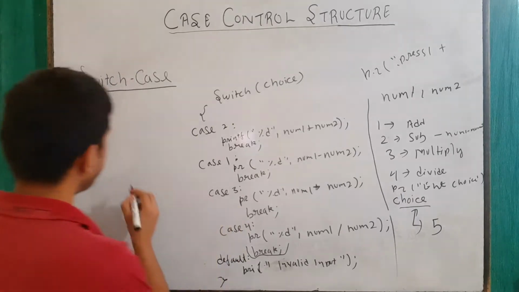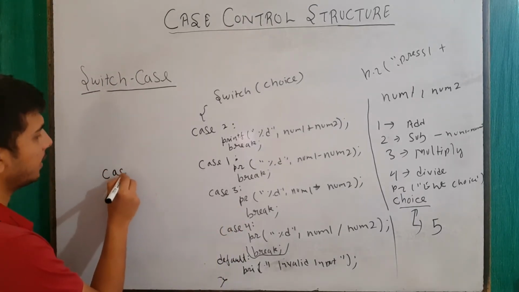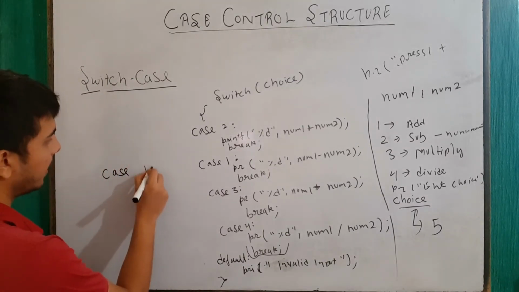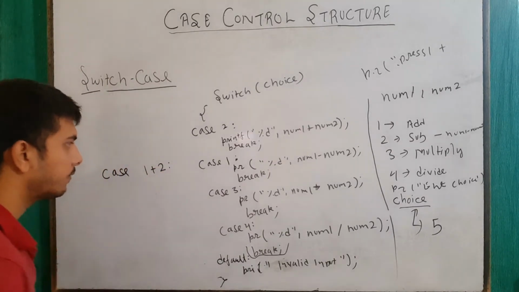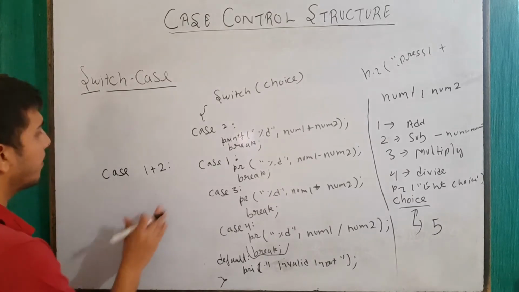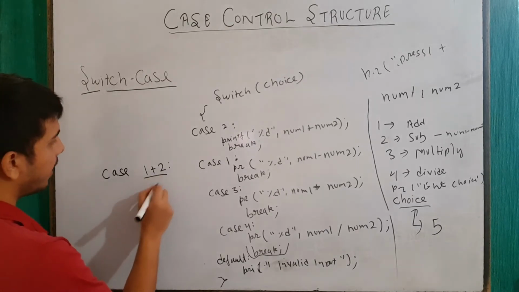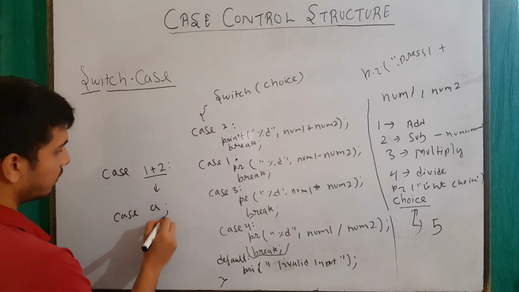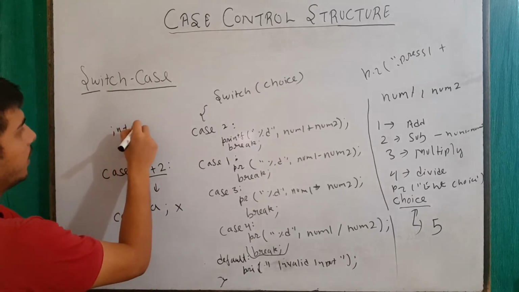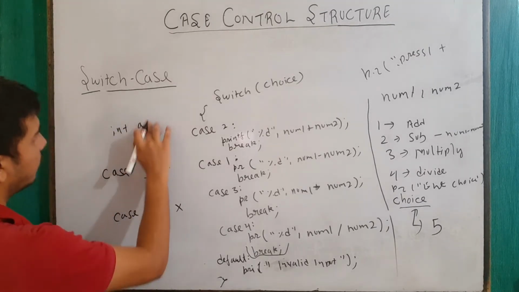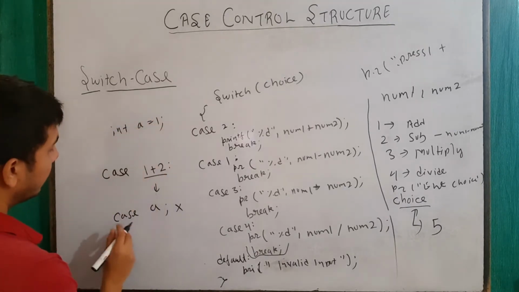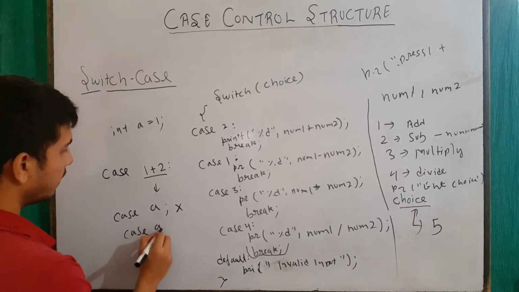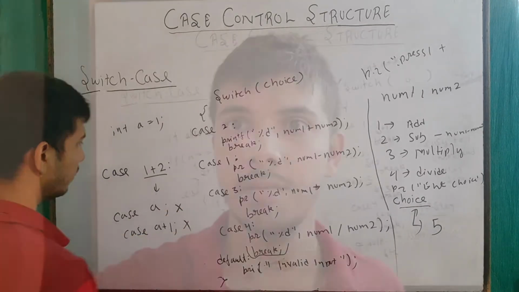Also, in cases I can write the arithmetic of constants. For example, I can write here 1 plus 2, and this will be treated as 3. But I cannot write arithmetic of variables. Just like a variable is not allowed, let's say int a is a variable initialized to 1. Just like a variable is not allowed in cases, similarly an operation with the variable is also not allowed.